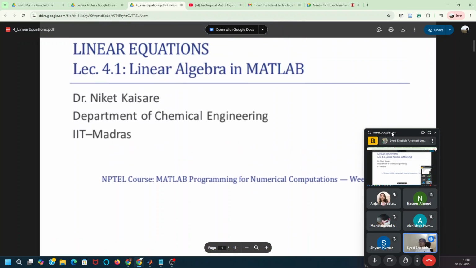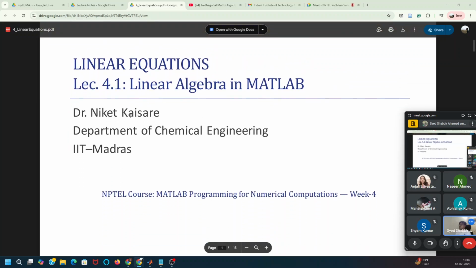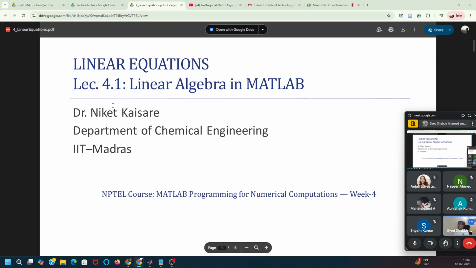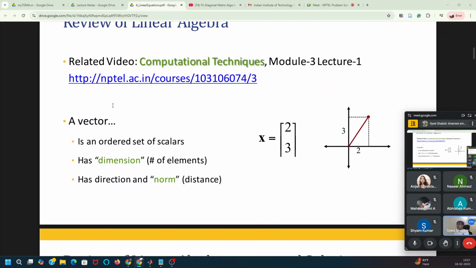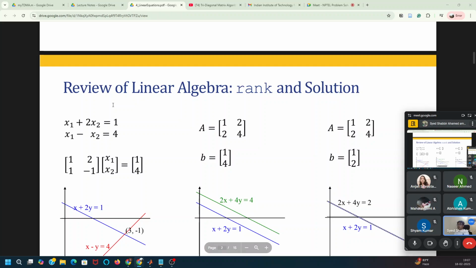So this week we have gone through the module for this week, number 4. We have discussed linear algebra in MATLAB, so the basics of linear algebra. We have reviewed a lot of things, like what is a vector, what is the rank, and how do we find the solution of a linear system of equations.